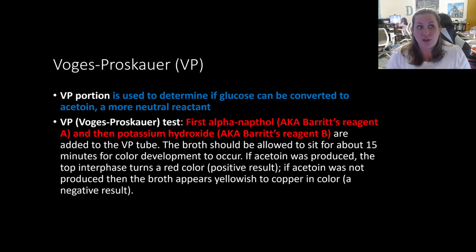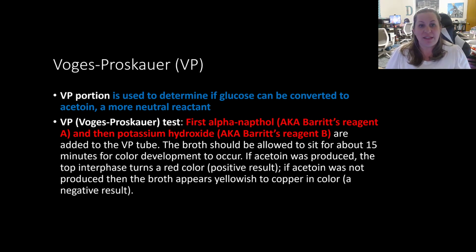The next one I want to talk to you about is the VP test. VP is used to determine if glucose can be converted into acetone. This is going to be a more neutral reactant. So we're going to see if it's going to be positive for this.